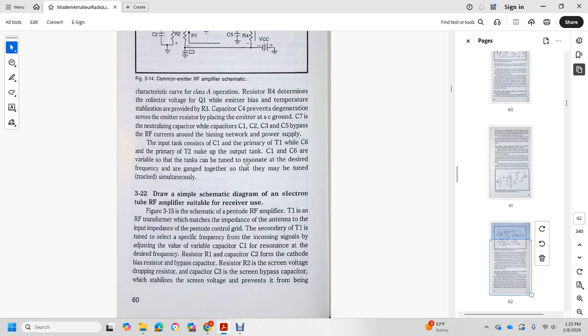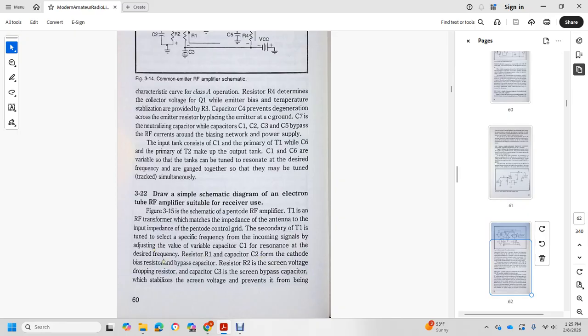Show a simple schematic diagram of the electron tube radio frequency amplifier suitable for the receiver. Radio frequency amplifier transformer matches the antenna input impedance to the control grid. The secondary is tuned to select the frequency of the incoming signal by adjusting variable capacitor 1 to resonate at the desired frequency. Resistor 1.